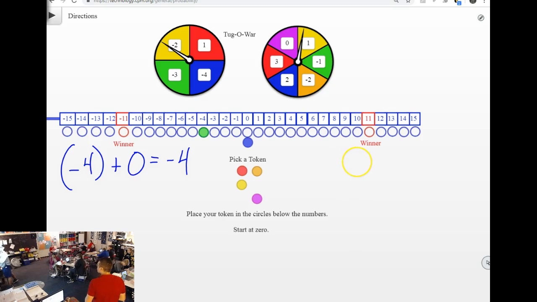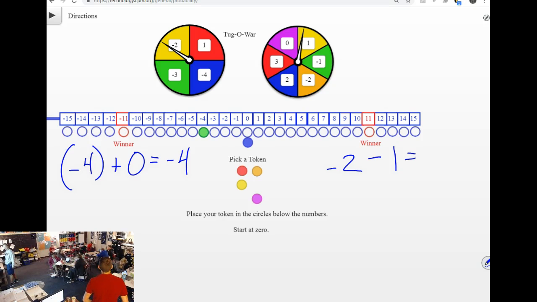Negative. Green doesn't work. Green's a lie. Negative 2 minus 1. Ooh! Why did he do negative 2 minus 1? Where is it that we win? Eva, where are we trying to get to?